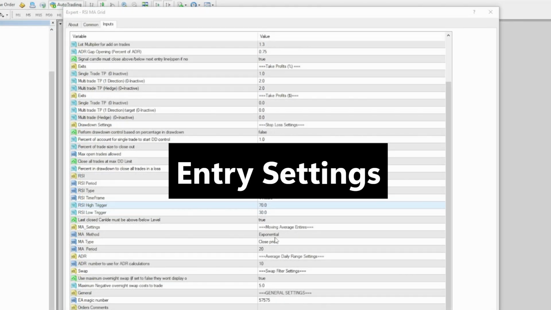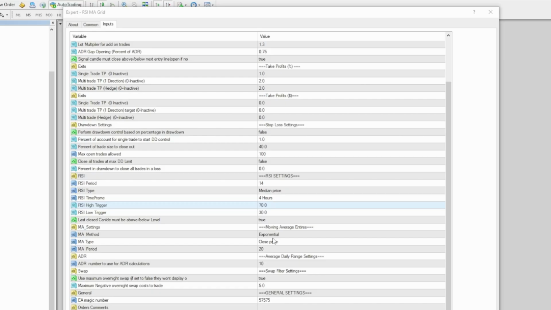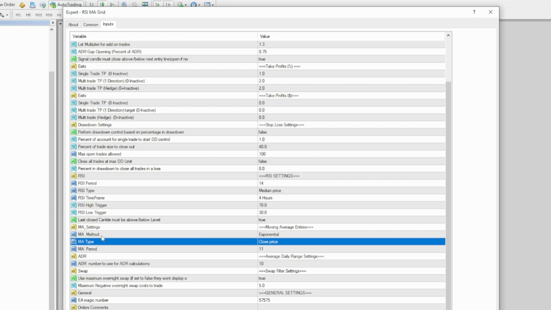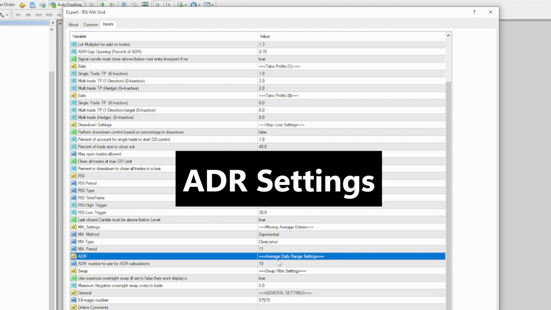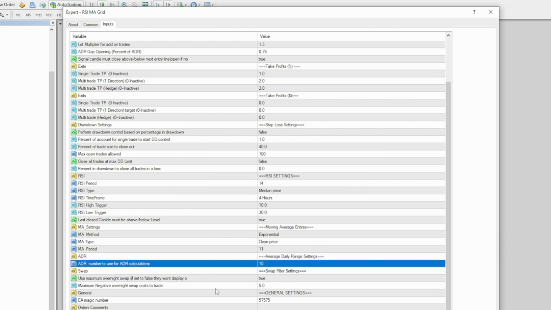Now the moving average cross, this will be on your lower time frame, so whatever chart you put it on, that'll be the time frame it looks at. So you can choose what cross it's going to have, if it's the 11, exponential, close price, all the different methods and types and periods. And now we come onto the ADR settings. This will pretty much do the calculations for your risk over ADR movements. You can choose your ADR calculations as well.